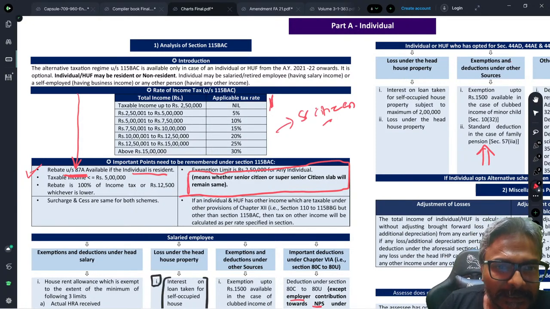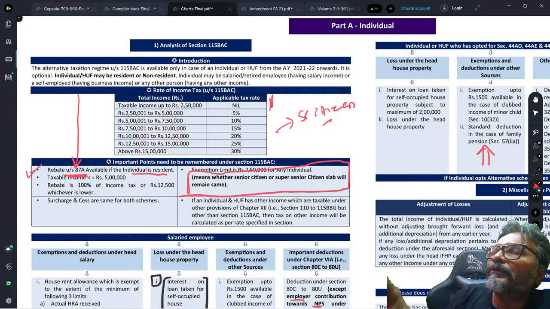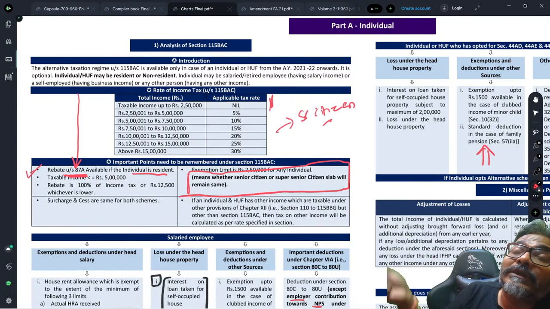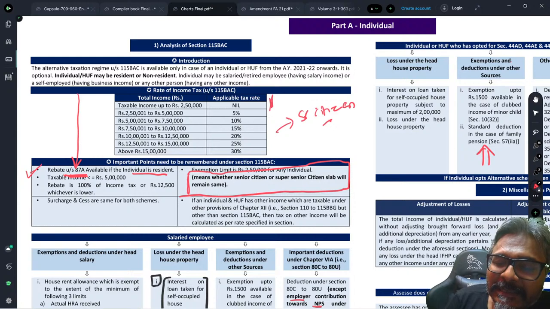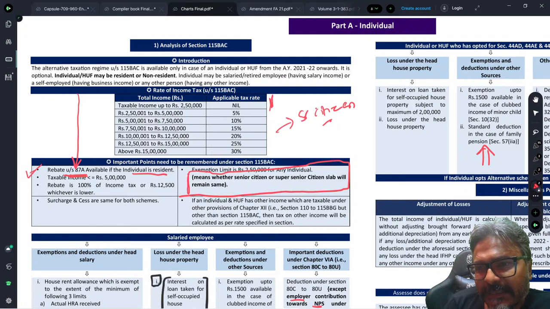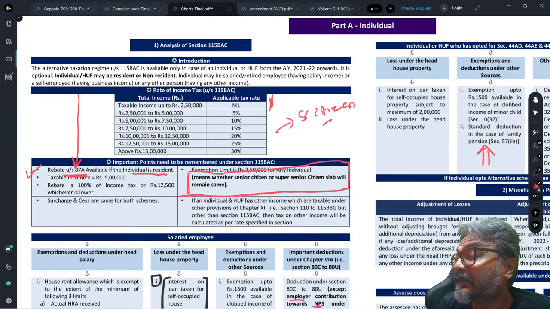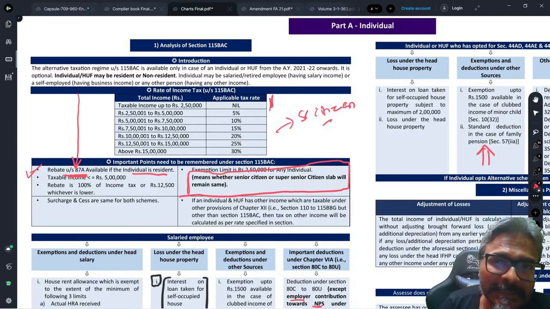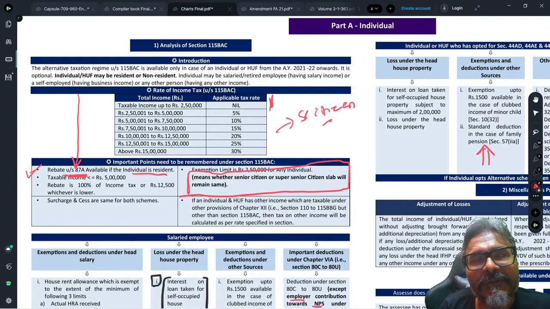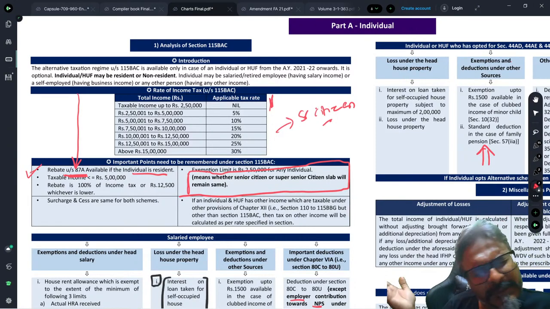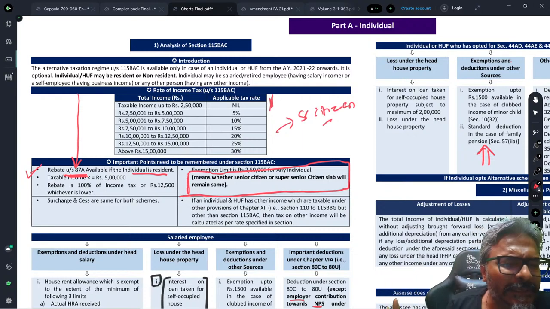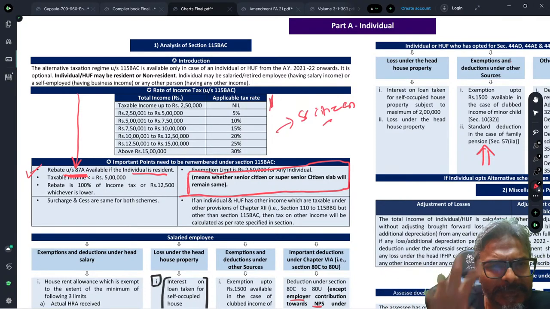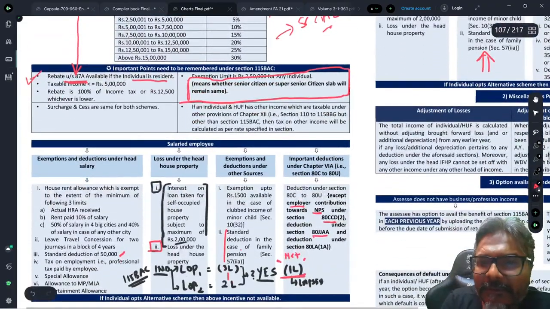So, students, in this context, if the total income computed by the individual under 115BAC has any special income which is charged to tax at a special rate of tax, then that special income will be chargeable at the special rate even if 115BAC is opted for. The way we have discussed for the alternate tax regime for the company, the same will happen over here also. And the balance total income will be taxed at the slab rate which has been given above.